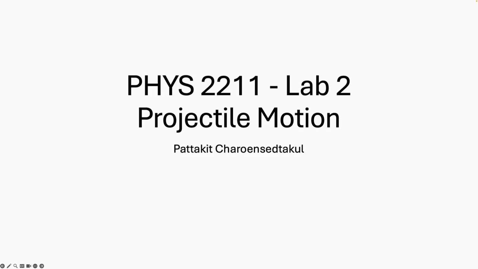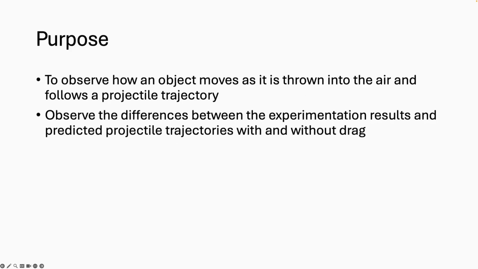Patakit, and I'll be talking about Lab 2, projectile motion. What's the purpose of the lab? The purpose of this lab is to observe how an object moves as it is thrown into the air and follows a projectile trajectory. Additionally, we will observe the differences between the experimentation results and the computational model's predicted trajectories, with and without drag.